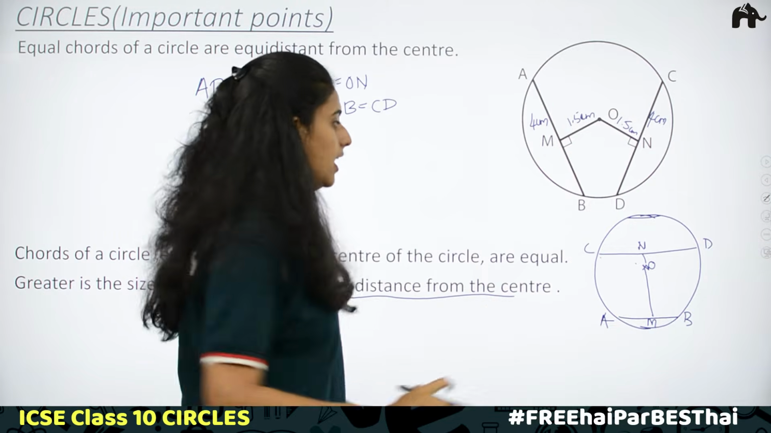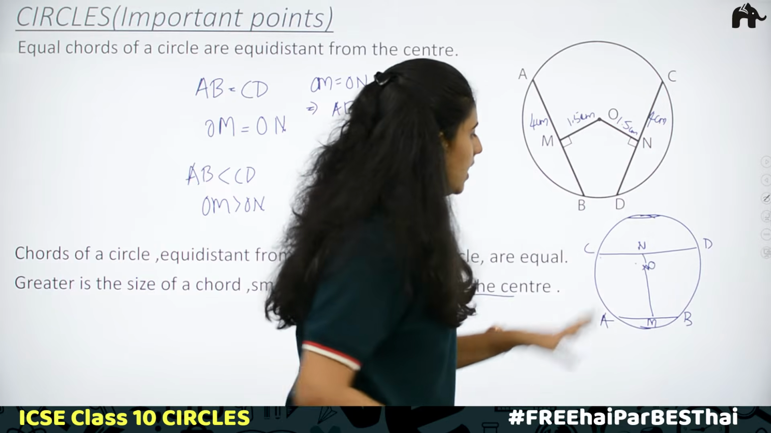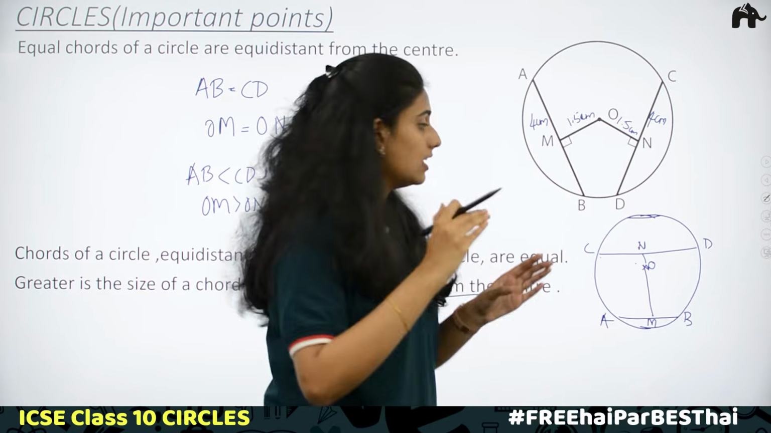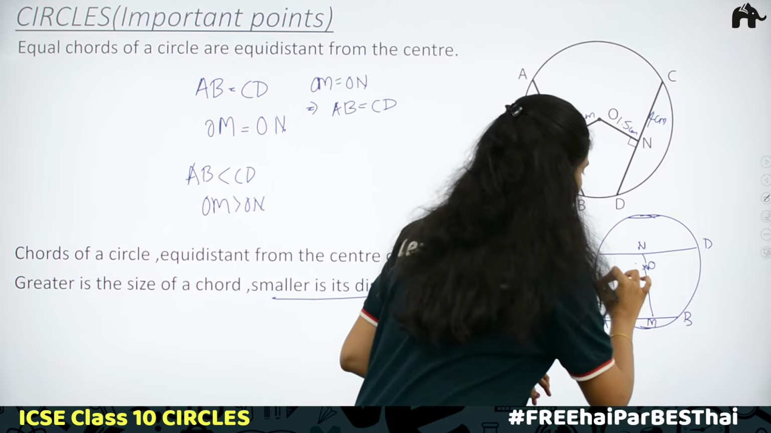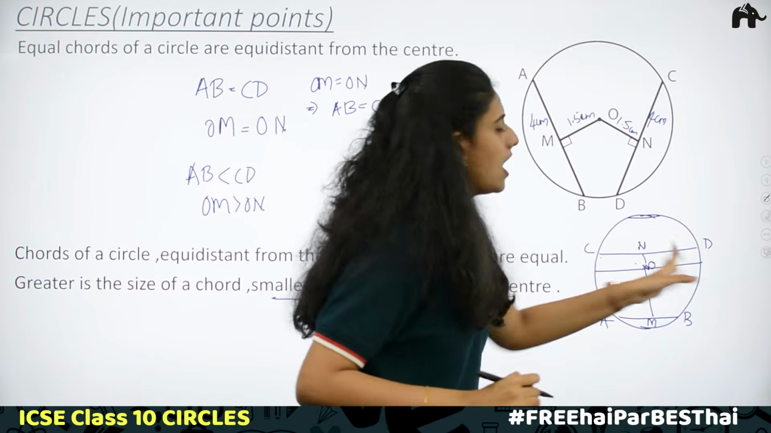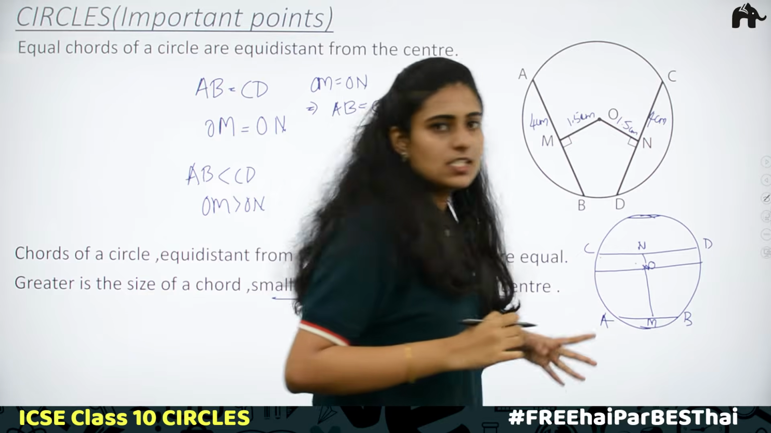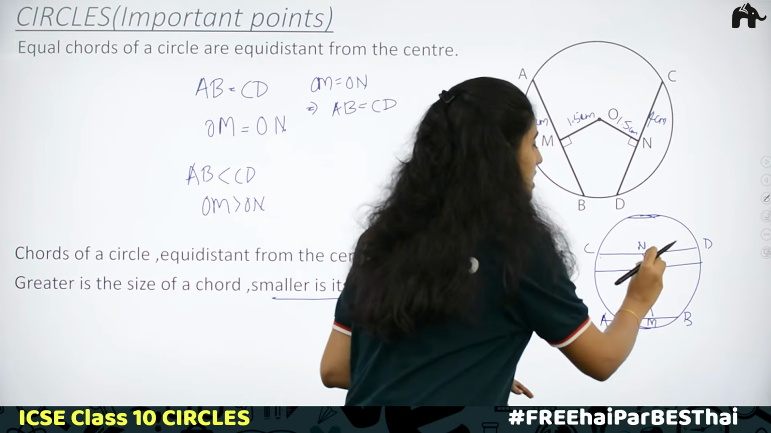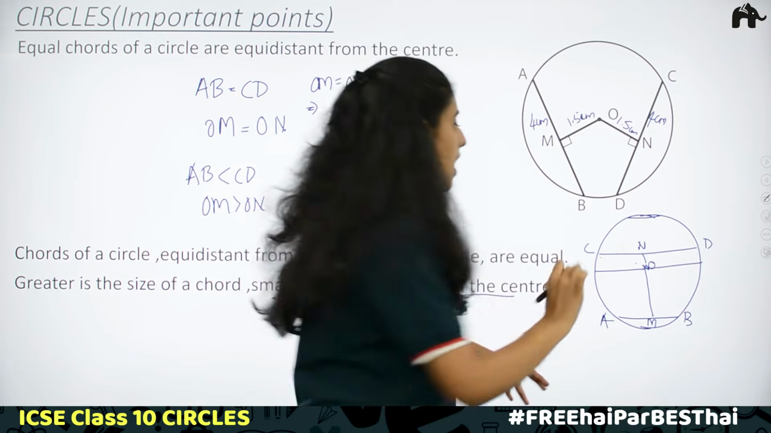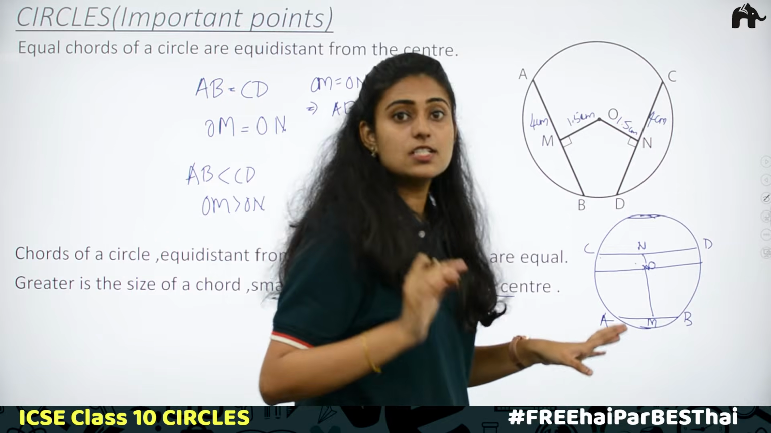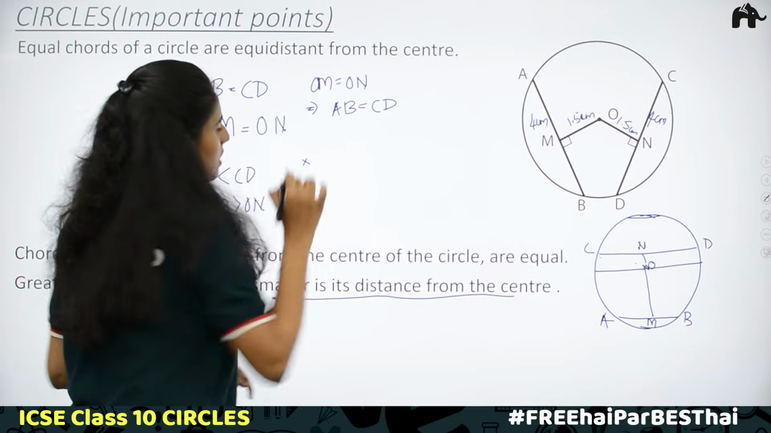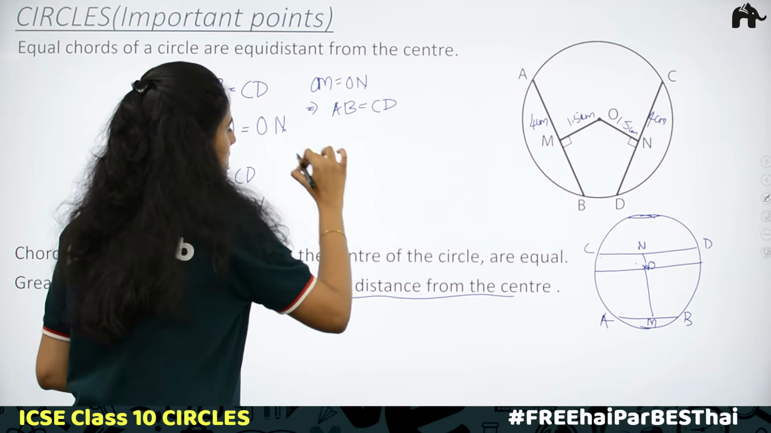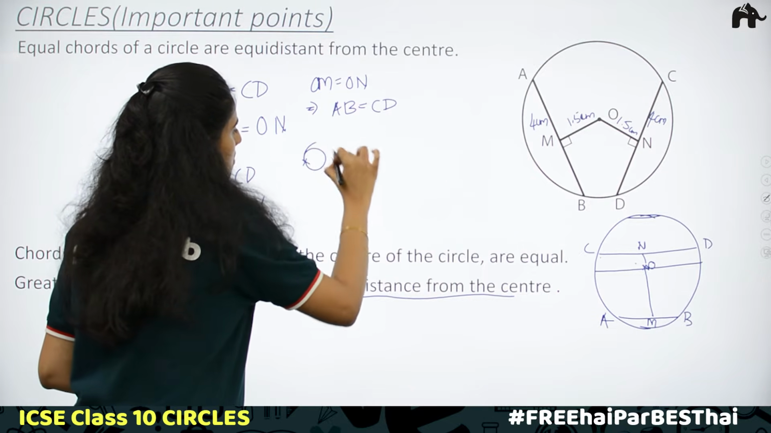Understood this? For any chords taken, when the length of the chord is higher, it will be at a smaller distance. If I am taking the diameter, it is the largest chord. What is its distance from the center? It is lying on the center. It passes through the center. There is no distance. The distance is 0. Now, if you have one point, with this one point I can draw n number of circles, right?